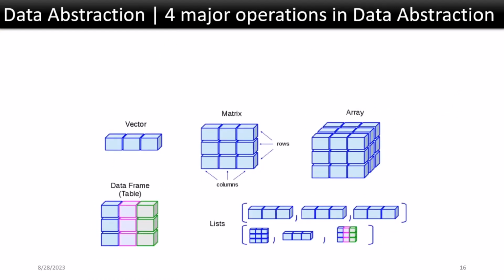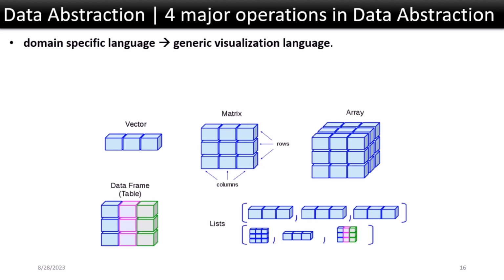The first operation would be translating data from a domain-specific language to a generic visualization language. Second would be identifying dataset attribute types. Third would be identifying cardinality. Cardinality is all about understanding the data: how many items are present inside the data?